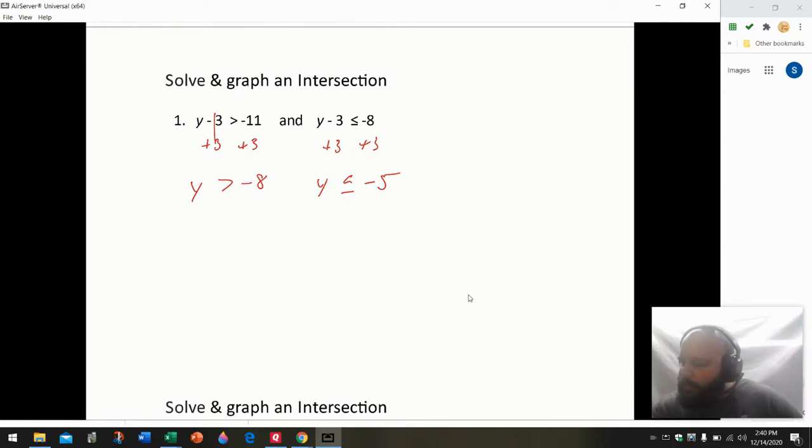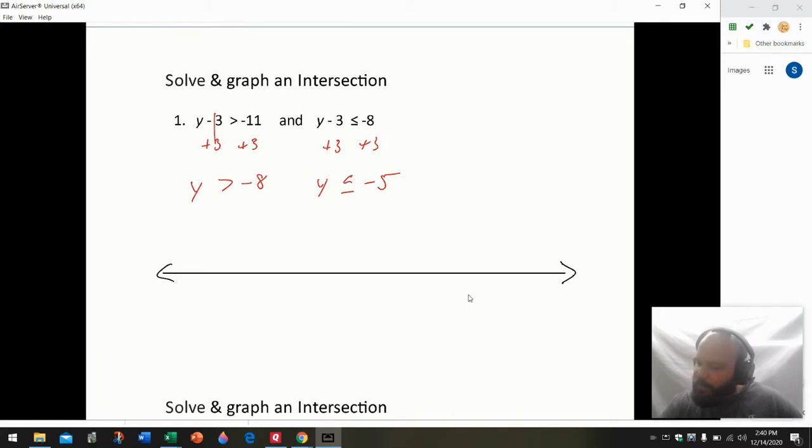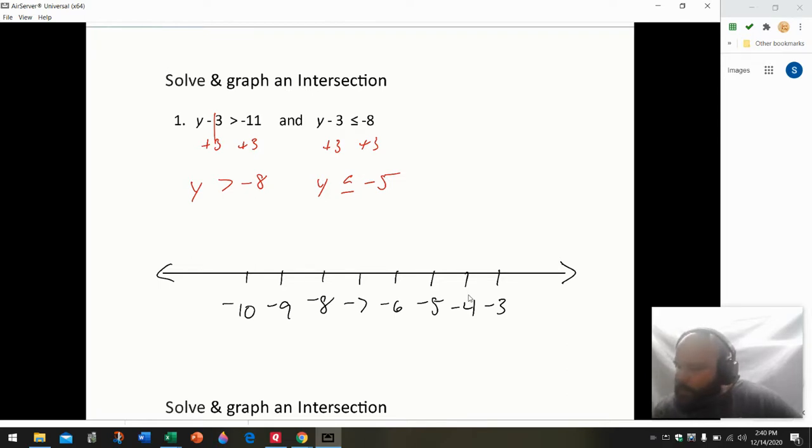And the way that we're going to graph those is I'm going to draw a line like this. I'm going to start, let's start at -10, then -9, -8, -7, -6, -5, -4, and -3. And so what I want to do is I want to graph both of these together. Now I'm going to graph this first one with red. And this second one, I'm going to graph it, we'll go with a green color there.